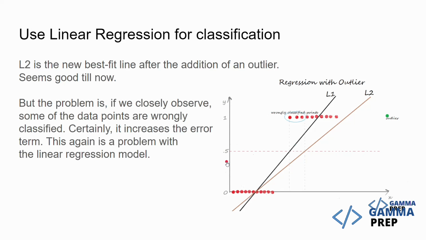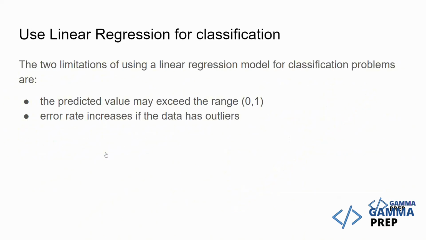So for this point, since it's less than the threshold, it will be classified as category 0. But actually, it is category 1. So it is predicted as category 0, but it is actually category 1. There are some points for which the classifications would go wrong if we have outliers. So basically, the error increases whenever there are outliers. Whenever we have outliers, using linear regression will be a problem, and we'll have misclassifications happening for this binary classification.